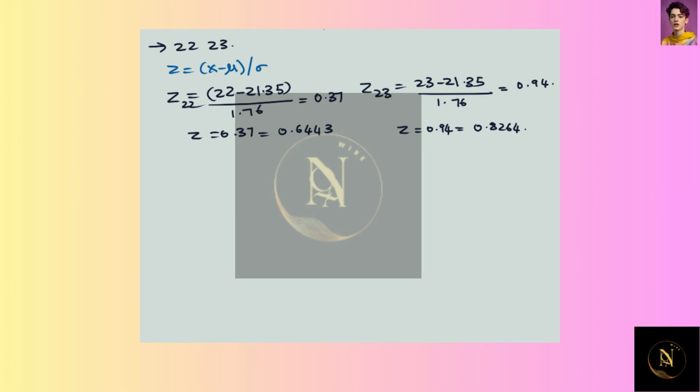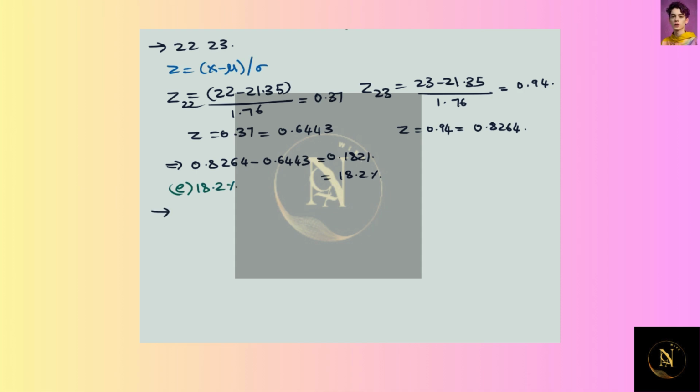0.8264. So now we need to find the percentage of students between 22 and 23. So we need to find the difference between these two values, which is 0.8264 minus 0.6443, which equals 0.1821, or we could say it as 18.2%. So therefore it is option E, which is 18.2%.